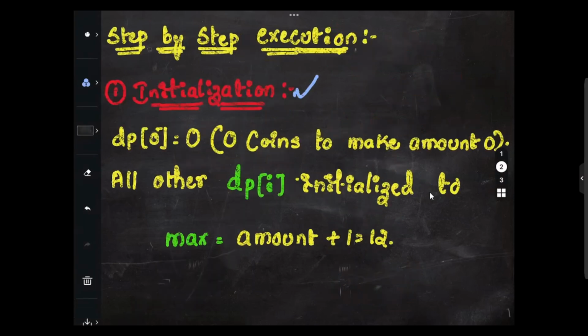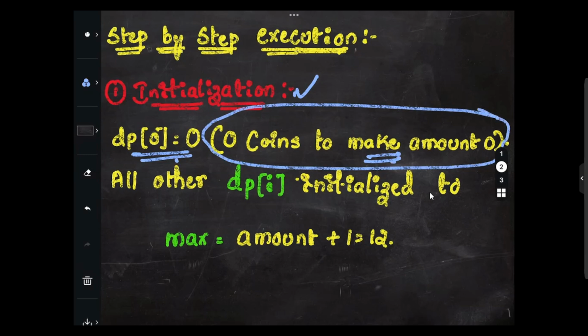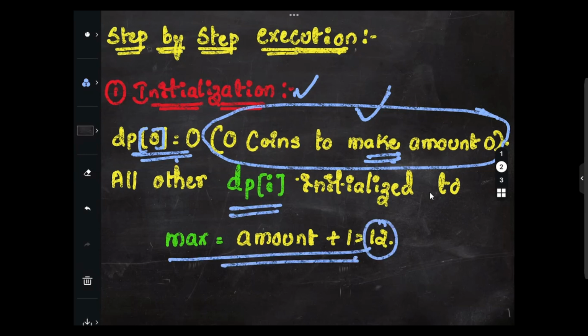The first step is the initialization part. So initially what we'll do, we'll initialize that dp of 0 to 0, means 0 coins can make up the amount 0. So this is the base case, right? Just remember this one. This is the base case. 0 coins to make the amount 0, right? So we will initialize the dp of 0 to 0. All other dp of i initialized to max, which equals amount plus 1, nothing but 12 in this case.